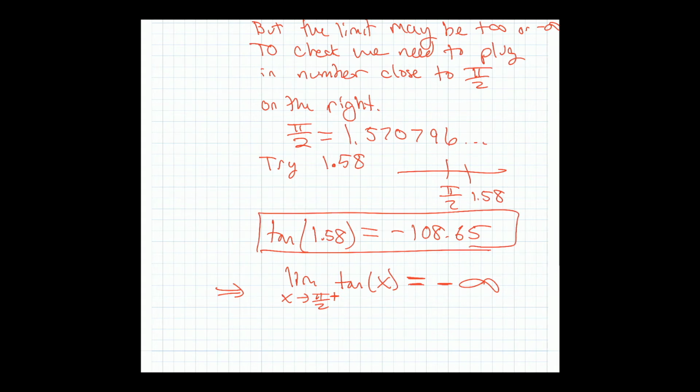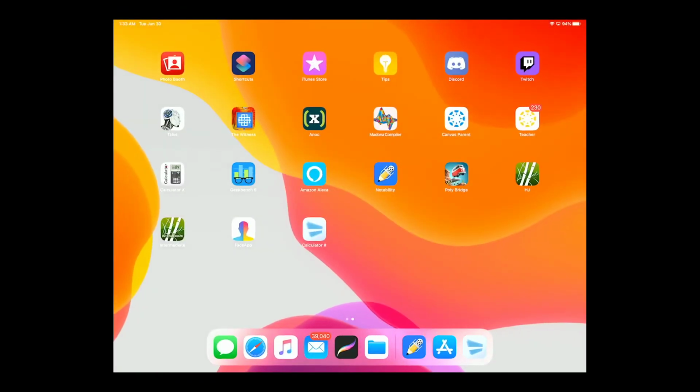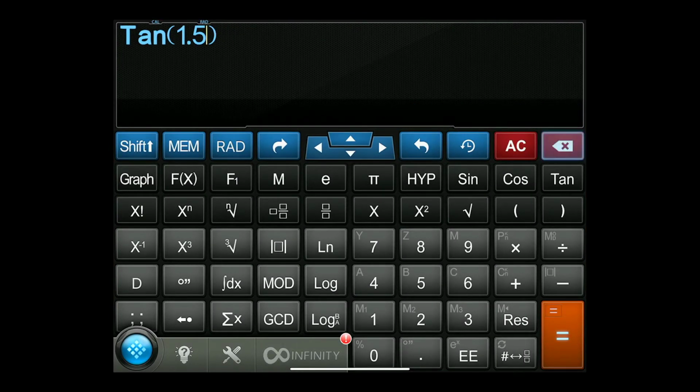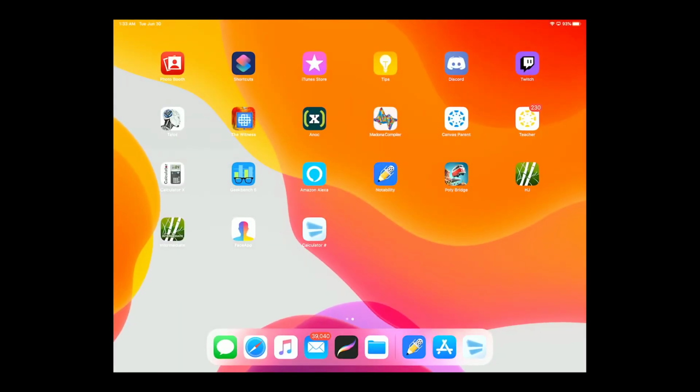Now, if you're not convinced just from this right here that the limit is going to be negative infinity, you could check more values, right? You could check tangent of, how about 1.571? Isn't that also to the right of 1.570796? It is, and it's a lot closer to pi over 2. So let's try that, 1.571. Negative 4,909.